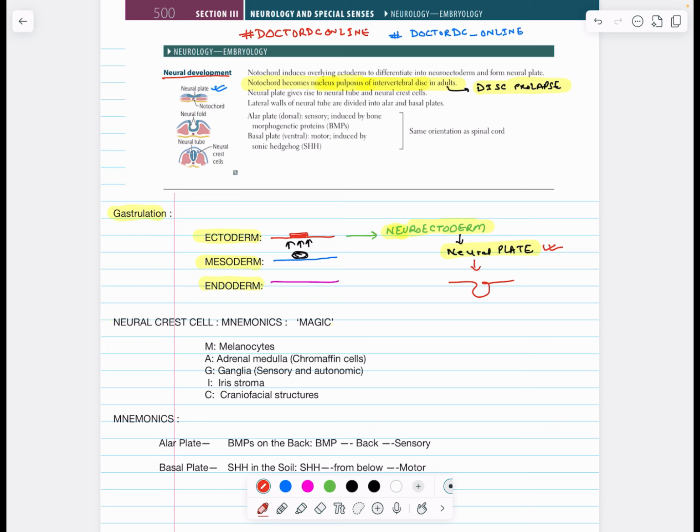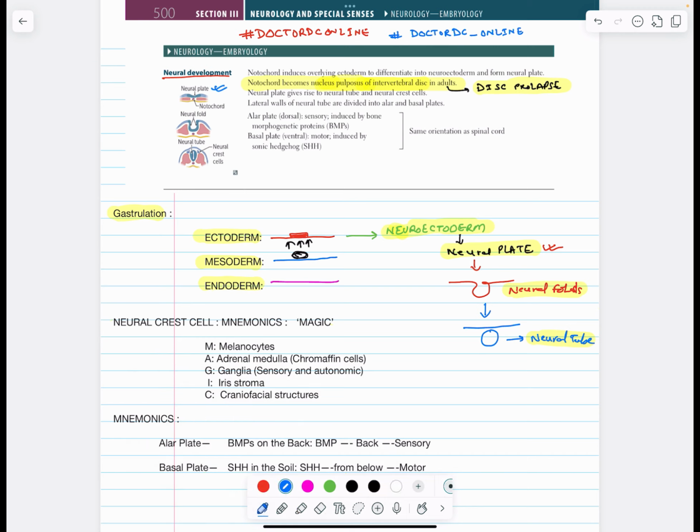At first, after the neural plate, they make the neural folds. After these neural folds, what will happen? They fuse in the midline, creating the neural tube. This is important: the neural tube eventually gives rise to the CNS, meaning the brain and spinal cord.